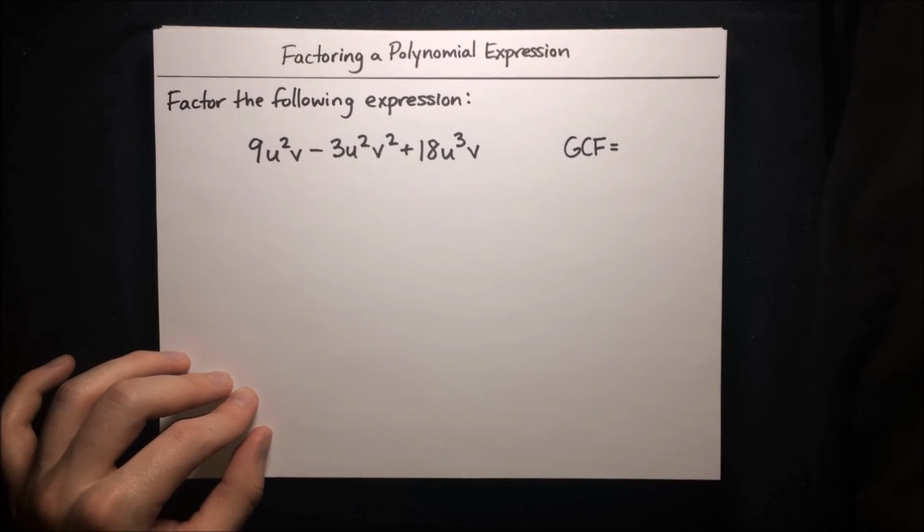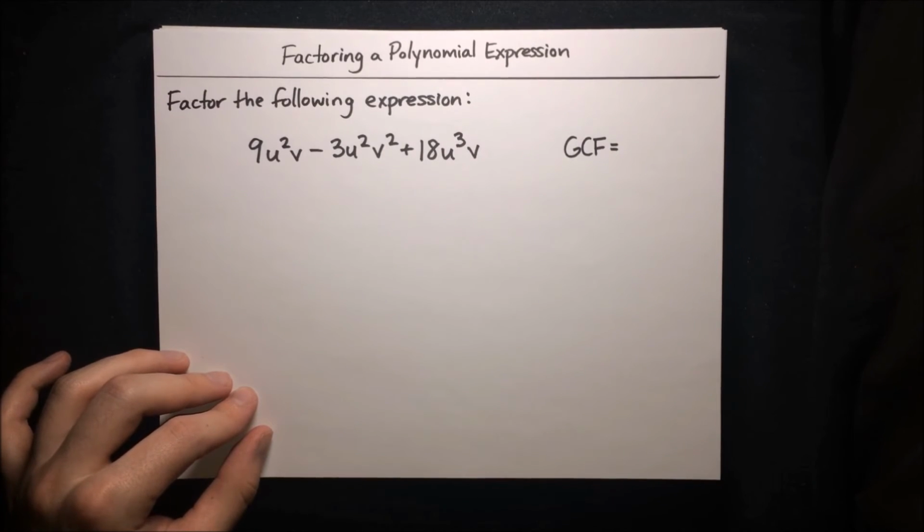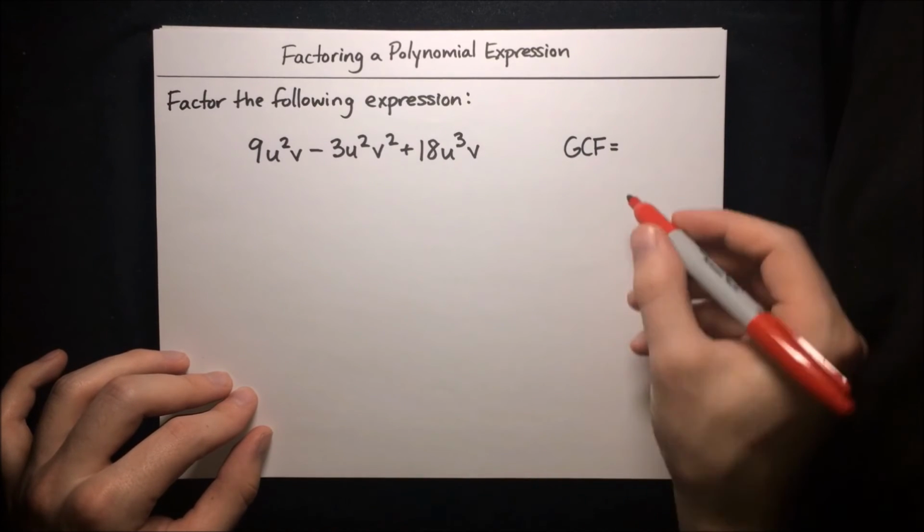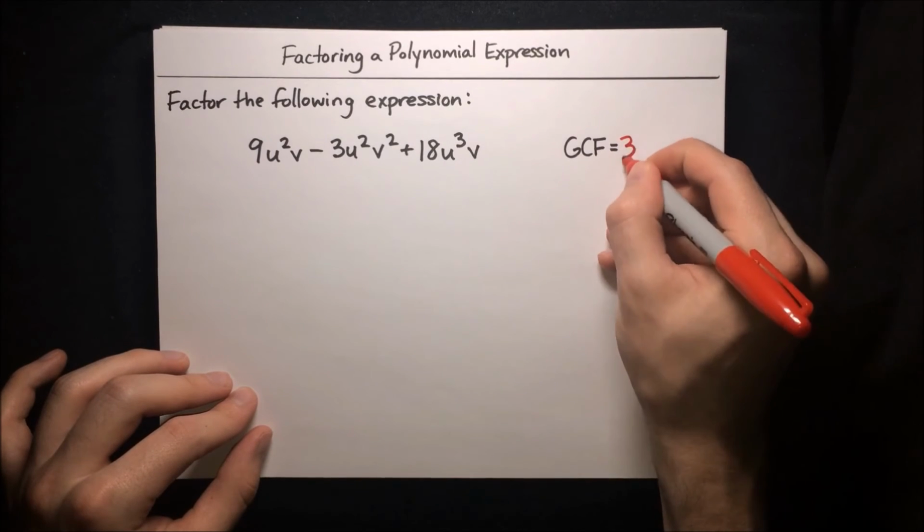Well, you might notice that these are all multiples of 3. 3 times 3 is 9, 3 times 1 is 3, of course, and then 3 times 6 is 18. And we can't go higher than 3 because 3 is the biggest number that goes into 3. So greatest common factor will contain a 3.